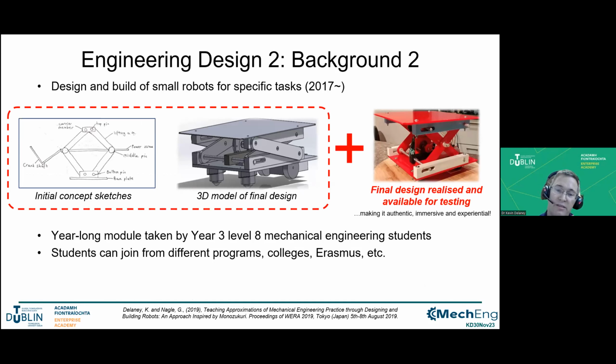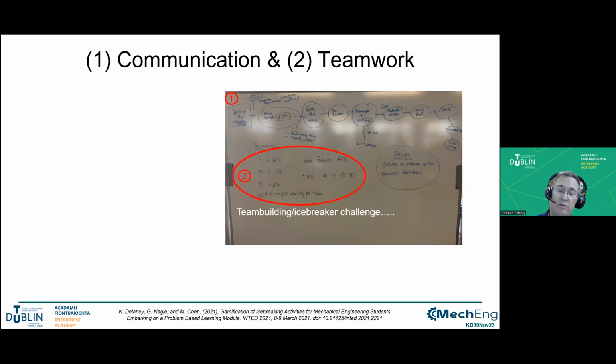It's a year-long module. It's taken by year 3, level 8 mechanical engineering students. And the third year of our mechanical program is a little bit unusual because some of the students that come into the program have previously undertaken a level 7 degree, or they've come from other universities, or from Erasmus, etc. So we have quite a mix of students entering the program. So I'm now going to talk about how we've actually brought each of the 12 transversal skills into the module.